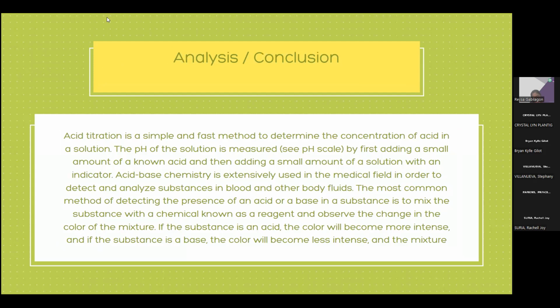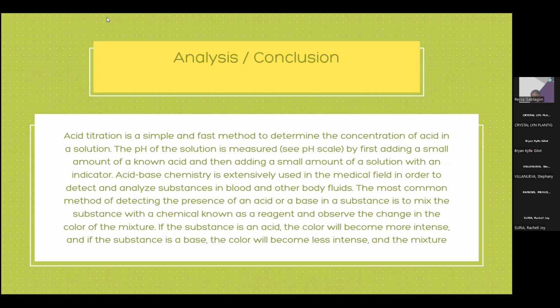So for analysis and conclusion, acid titration is a simple and fast method to determine the concentration of acid in a solution. The pH of the solution is measured by first adding a small amount of a known acid and then adding a small amount of a solution with an indicator.